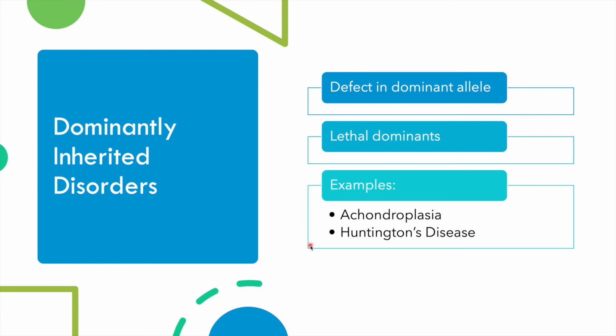Huntington's disease is another example. It is a delayed lethal dominant, meaning that it only gets expressed when individuals reach ages 35 to 40. It is a nervous system degenerative disorder. Keep in mind that lethal dominant alleles are less common than lethal recessive because dominant alleles are always expressed phenotypically and often lead to the death of the embryo.